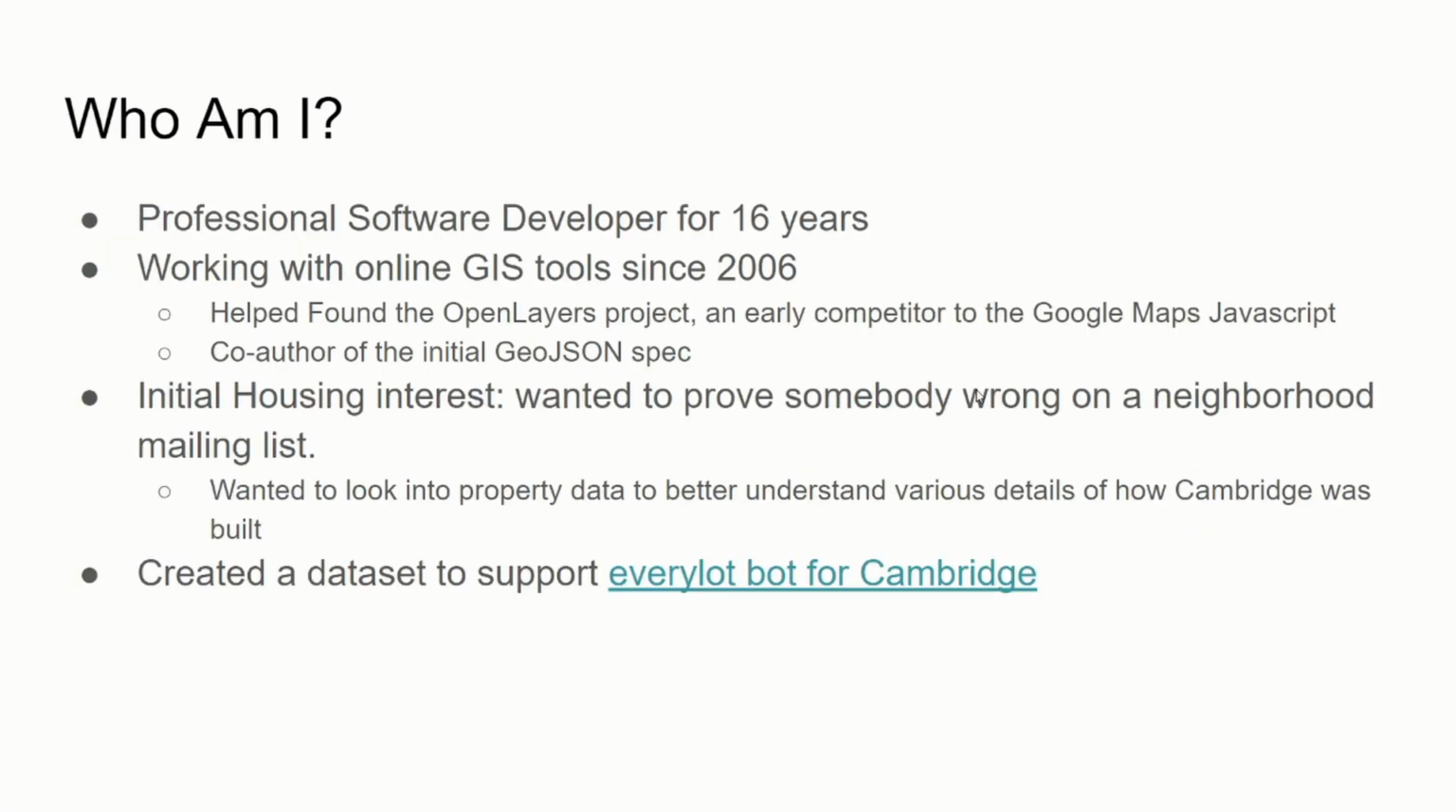All right. So, who am I? I've been a professional software developer for 16 years, and I've been working online with GIS data since 2006. I helped found the OpenLayers project, which was an early competitor to the Google Maps JavaScript API in the open source world, and I was also a co-author of the initial GeoJSON spec. So if you've ever done geo stuff on the web before, there's a chance you've used some things that I have helped out with.